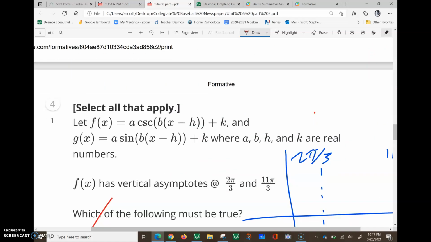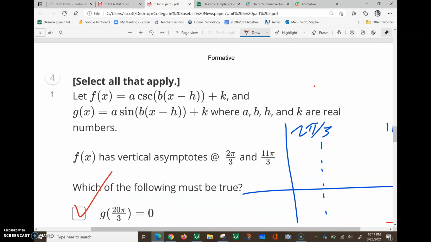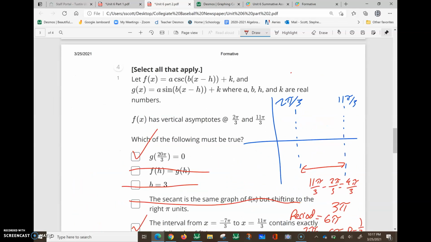Okay. All right, let's talk about question 4. This one's a little meatier, meaning that there's a lot going on here. You don't have to know the equations to answer these questions. In fact, you can figure out all this information just basically off of this and understanding the relationship between sine and cosecant. So let's jump into it.